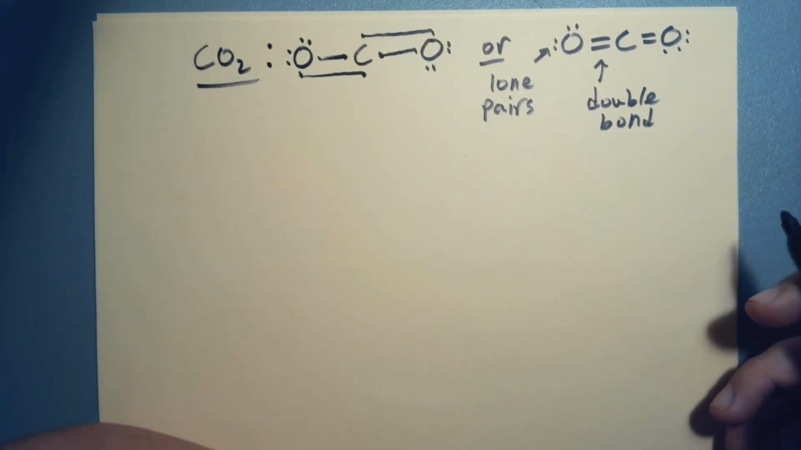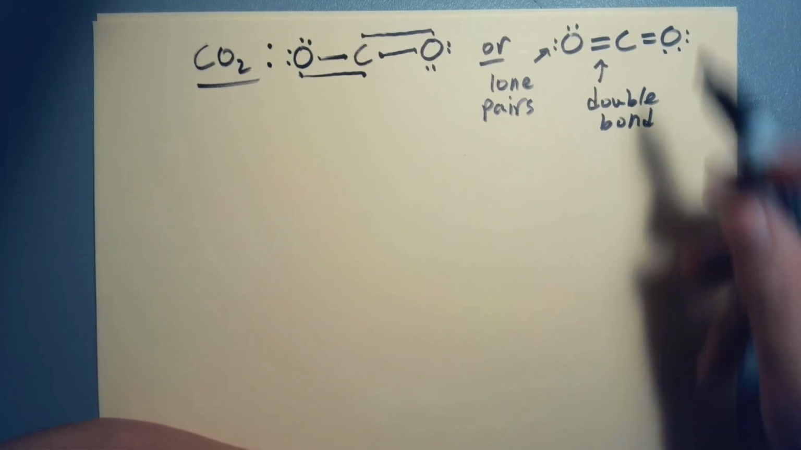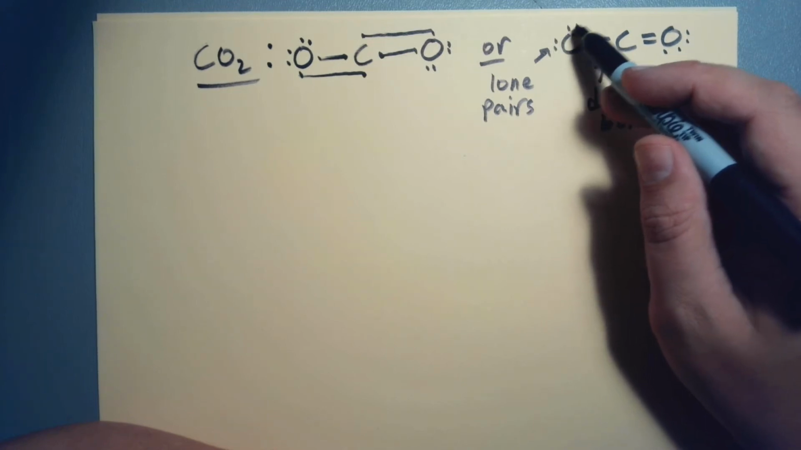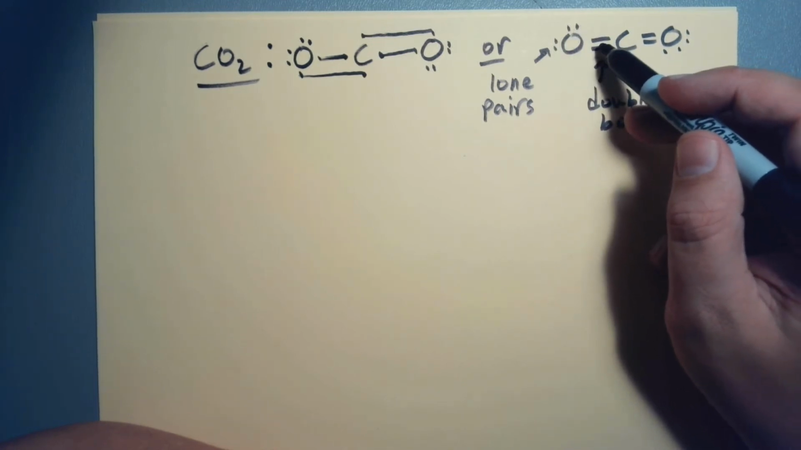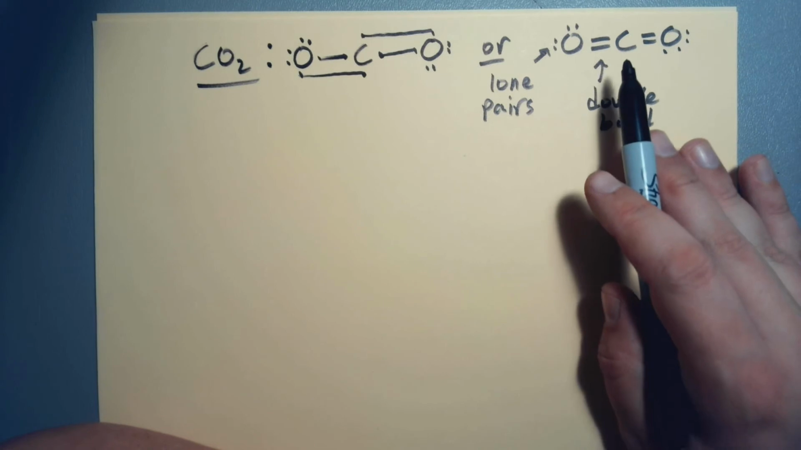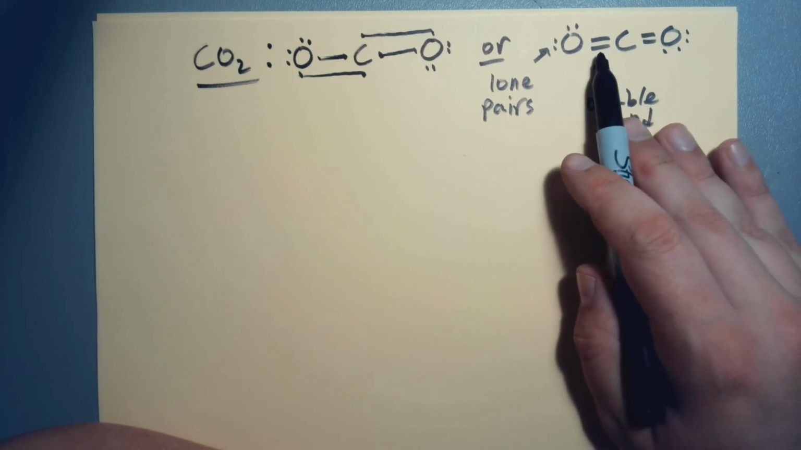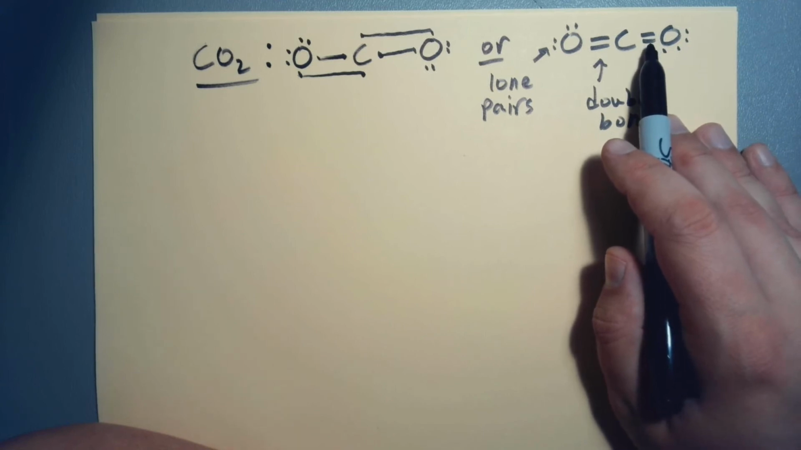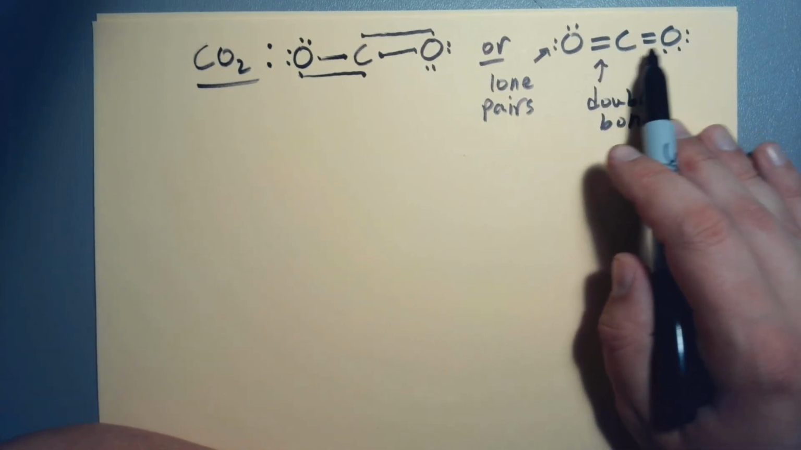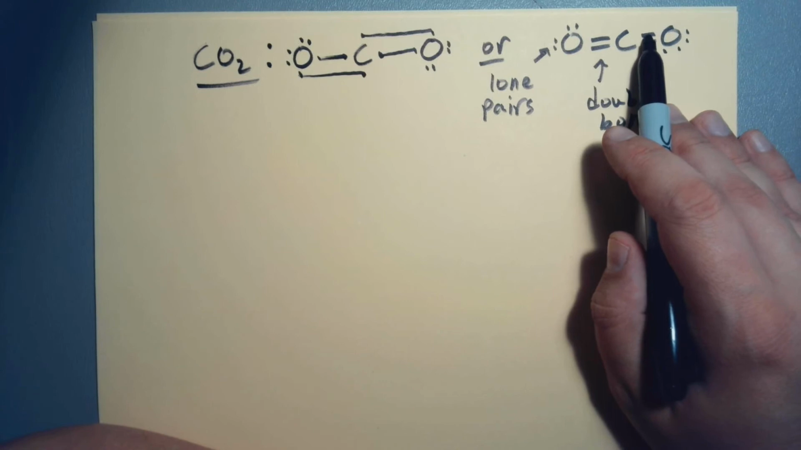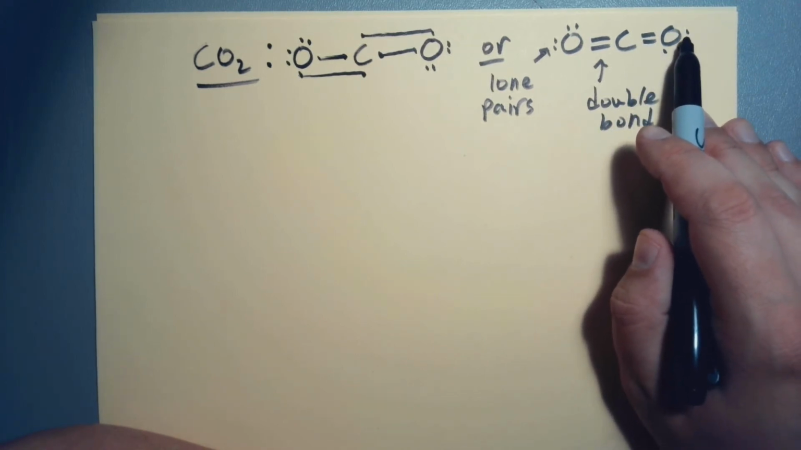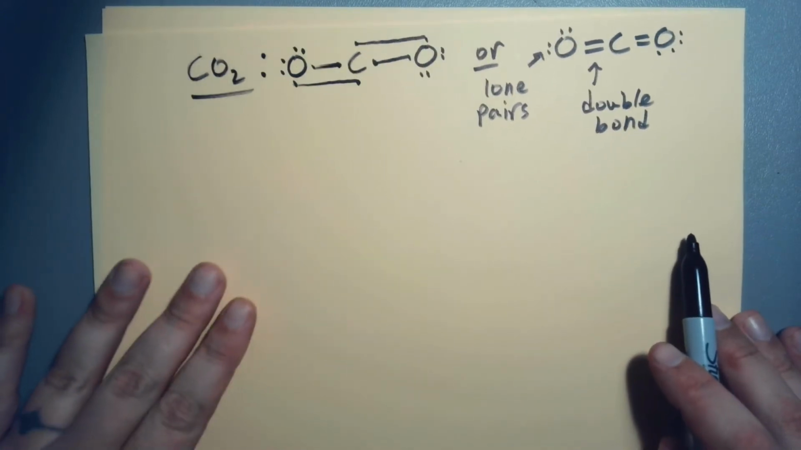That's what it is. Okay, so if I count up the electrons, I have 1, 2, 3, 4, 5, 6, 7, 8 electrons around this oxygen. And this carbon has 2, 4, 6, 8 electrons, so it has a full valence shell. This oxygen has 2, 4, 5, 6, 7, 8 electrons. So they all have full valence shells.